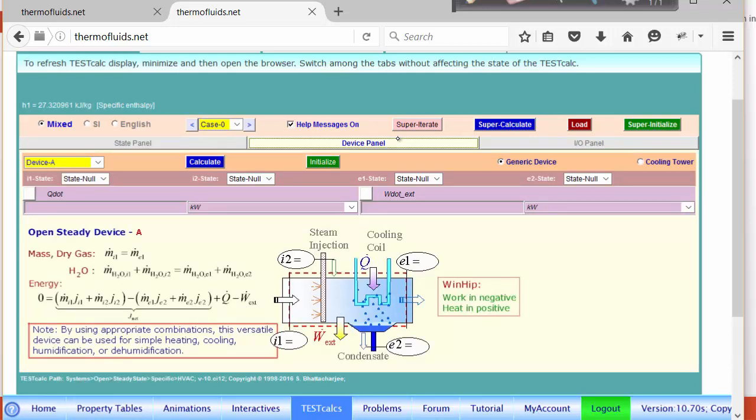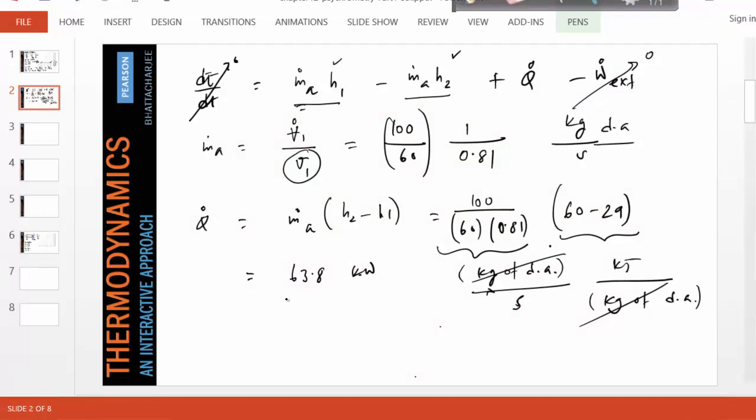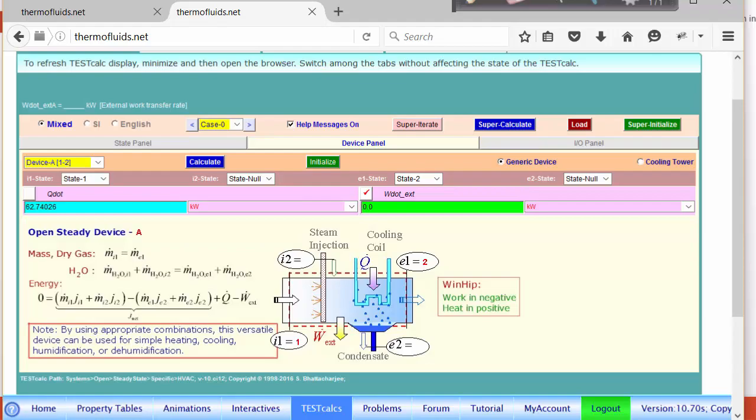Device, we go to the device panel, import the states that we have just calculated as inlet and exit state. You can see them here. We set, there's no work transfer, and therefore Q dot is found here to be 62.74, 63 kilowatt, which is almost the same as what we found from TESTcalcs, the answer is how much? 62.7.